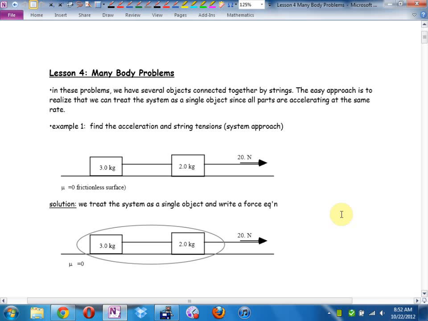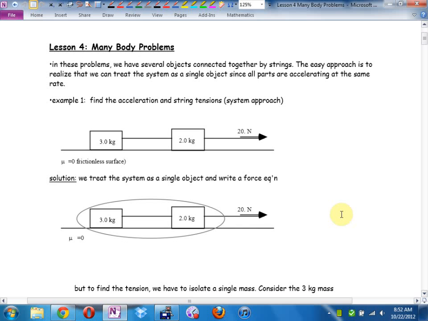I could almost jump to your homework right now, except I want to work through a few examples. It says this: in these problems, we have several objects connected together by strings, by a rope. The easy approach is to realize that we can treat the system as a single object because all parts are traveling at the same rate.